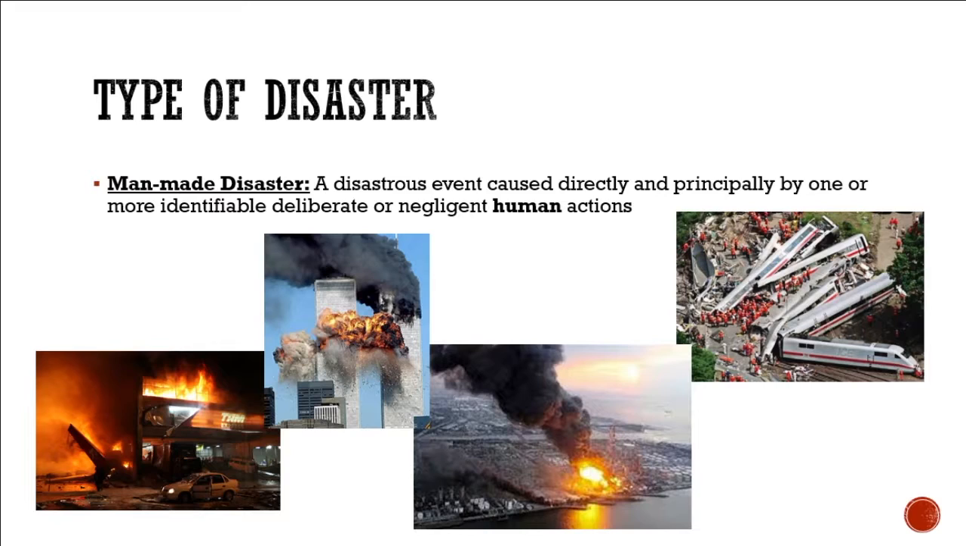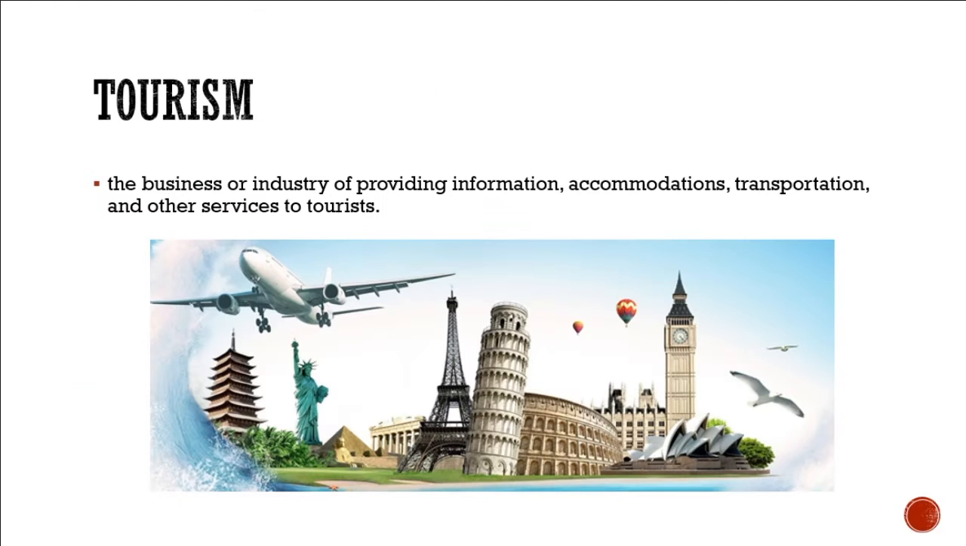The other type of disaster is a man-made disaster, which is a disastrous event caused directly and principally by one or more identifiable, deliberate, or negligent human actions. Examples of that are terrorism, biochemical warfare, nuclear explosions, or even global warming.